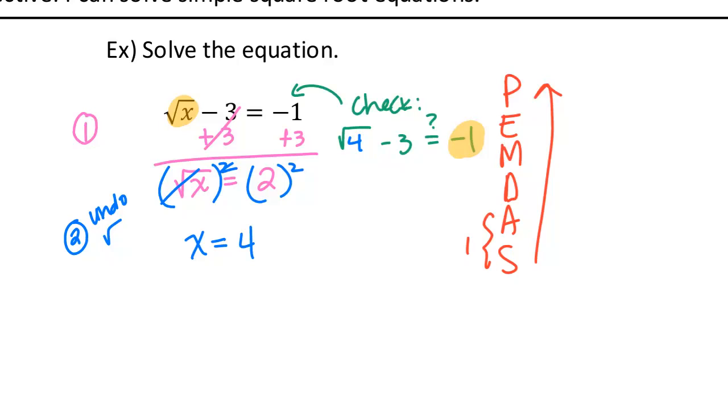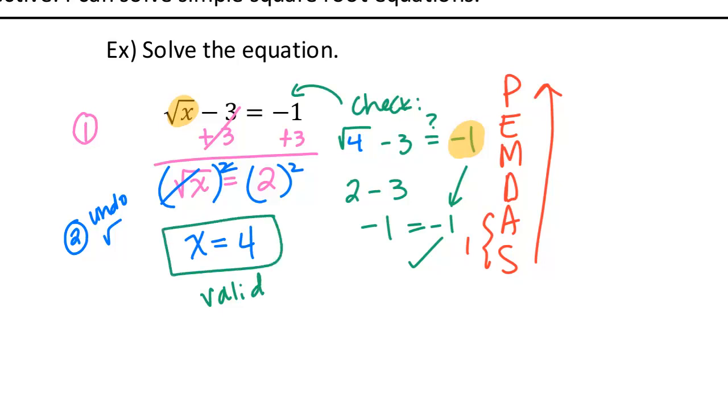So what is the square root of 4? 2 minus 3 would give us negative 1. And did that equal negative 1? Yes. Therefore, this one is valid. And our solution is x equals 4. Okay?